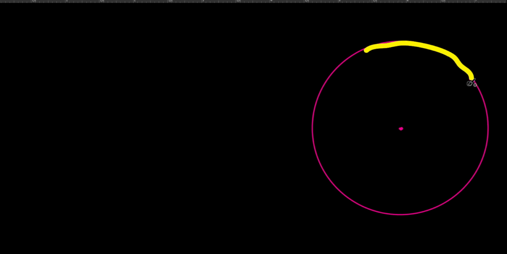Question? An arc. Very good. Yes, that's exactly what it is. So this yellow one right here is considered to be an arc. If you go from one point to another along the circle, we consider that to be an arc.